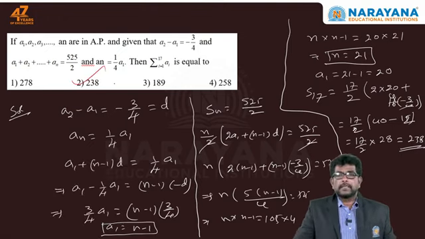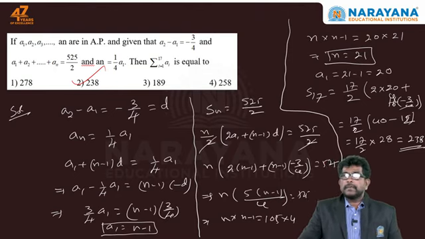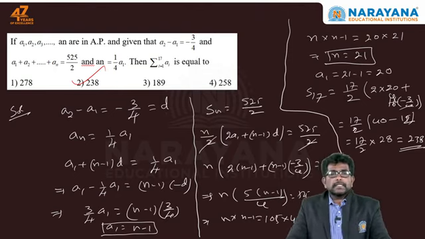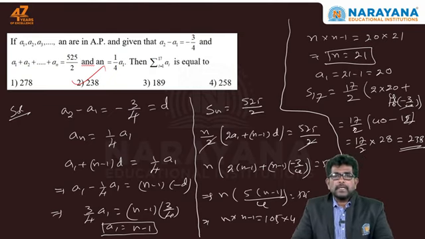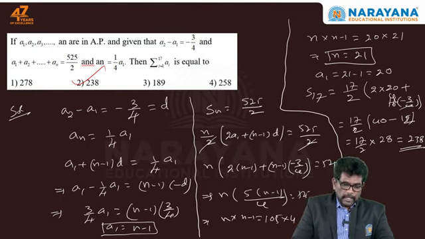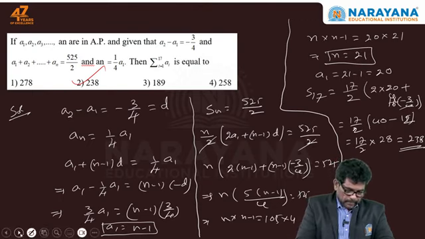Option B is right. It is related to the AP only. Instead of the common difference, they have given A2 minus A1, the relation between the first and last term, and the sum of the n terms. They just asked for the sum of the 17 terms in that series. So the problem is simple, level is easy. Next one.